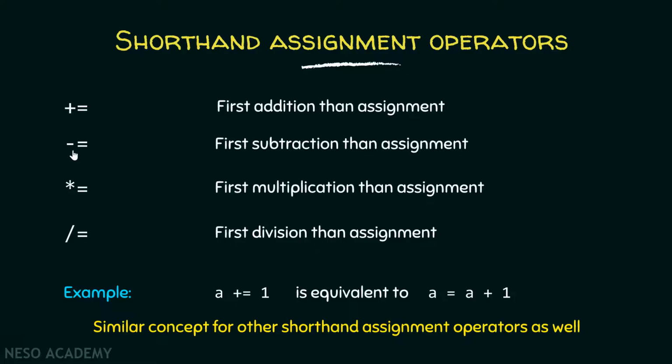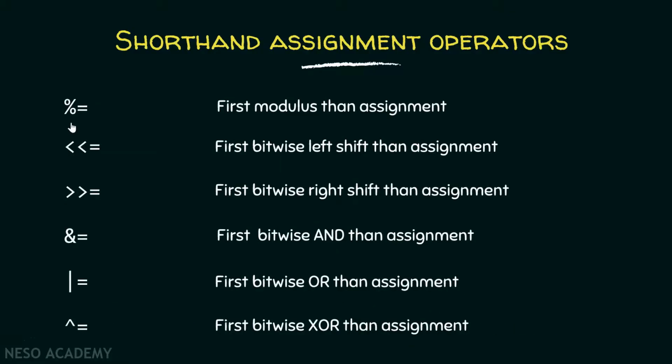Second shorthand assignment operator available in this list is minus equal to, which simply means first subtraction then assignment. The third operator available in this list is multiplication equal to, which simply means first multiplication then assignment. This operator simply means first division then assignment. Apart from these shorthand assignment operators, we have other shorthand assignment operators as well. This operator simply means first perform the modulus, that is, we know the result of modulus between two operands is the remainder. So first we perform the modulus and then the assignment.